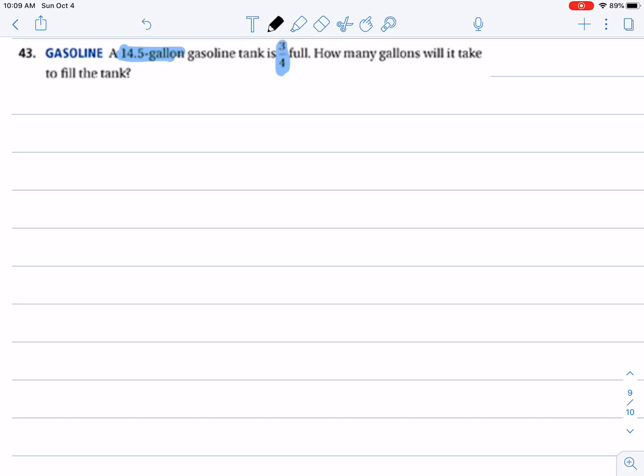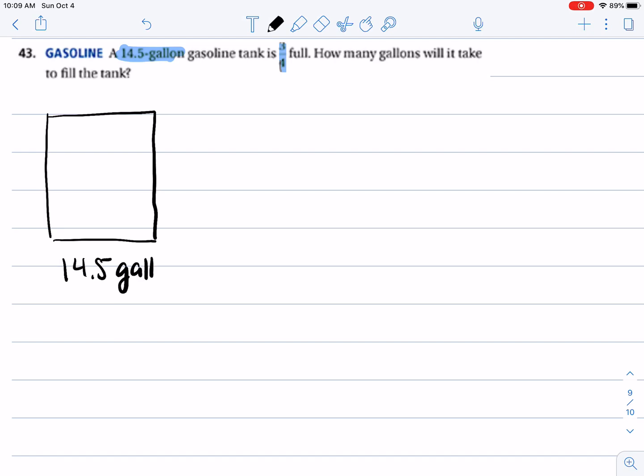So for a lot of word problems, I like to draw a picture. It doesn't have to be super fancy, but this is a 14.5 gallon tank, and it is, let's see, 3/4 full. So I'm going to color that in. 3/4 full. And I'm going to label that 3/4 full.